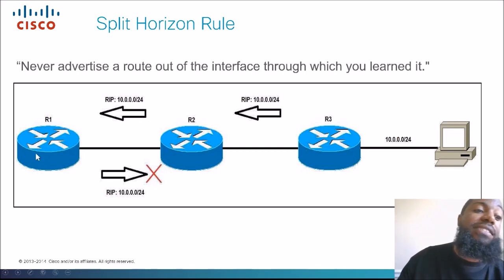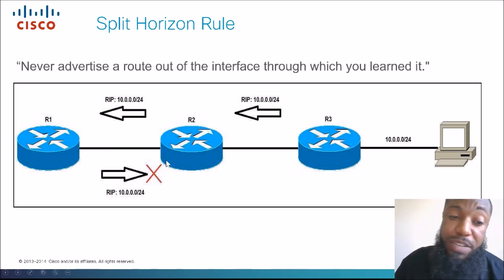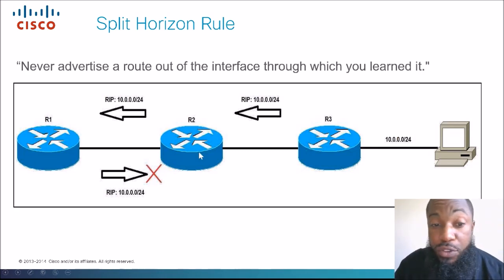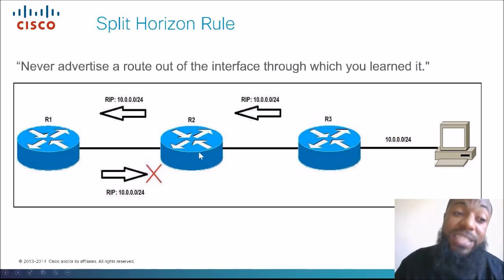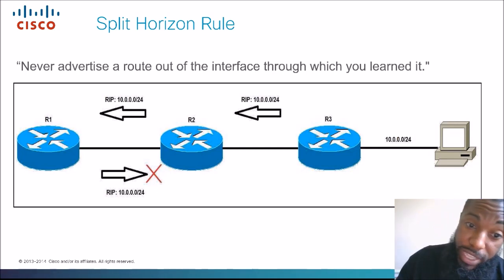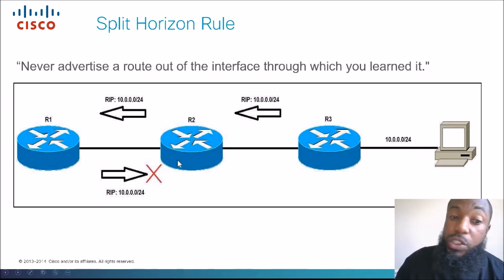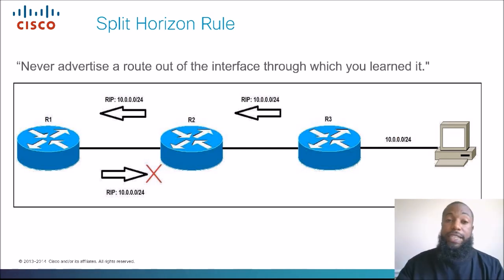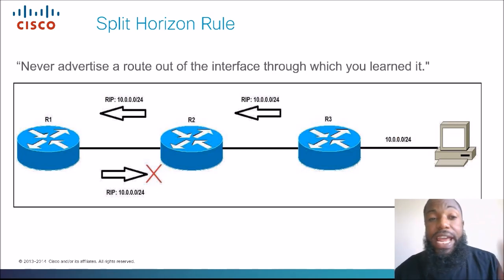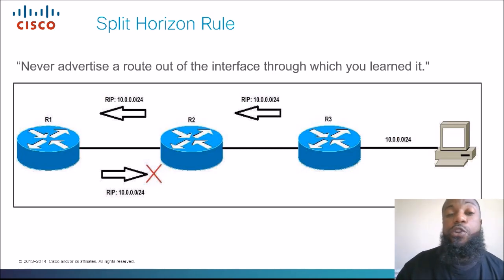Split horizon says you learned that network out of this interface, so don't advertise it back out, or else we'll have a loop. Because if it comes back out of this same interface, router 2 is like, oh wow, the 10 network, let me tell router 1 about it. And then that same information is going to go back, and we'll just have a loop. Matter of fact, we're going to fire up a packet trace, and I'll show you how that works. That's basically what the split horizon rule does. We stop loops from happening by not advertising out of the same interface we learned information from.